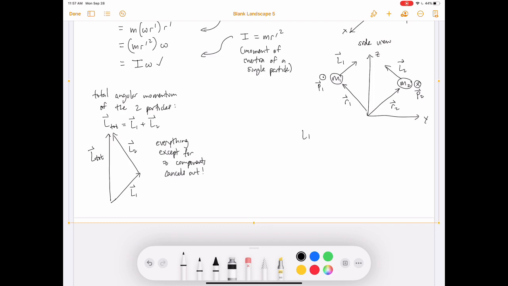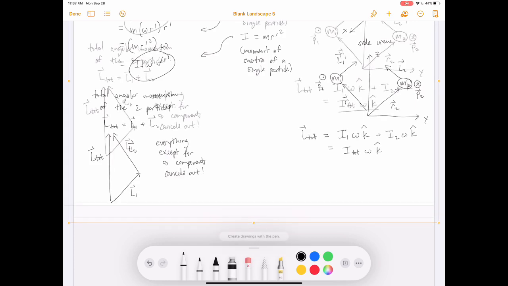So therefore, L total is going to be, okay, well, the z component of angular momentum we just found over here is equal to I times omega. So I'm going to have I1 times omega, and that's in the z direction, so let's say k hat. And then I'm going to have I2 times omega. If it's in the z direction, that's also going to multiply k hat. Basically, I1 plus I2, let's call that I total, is multiplying omega times k hat.